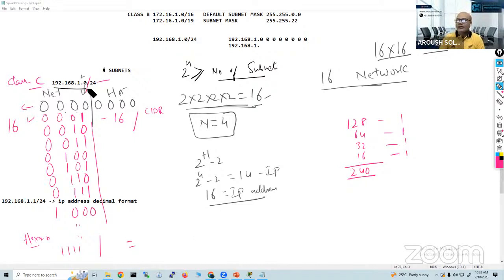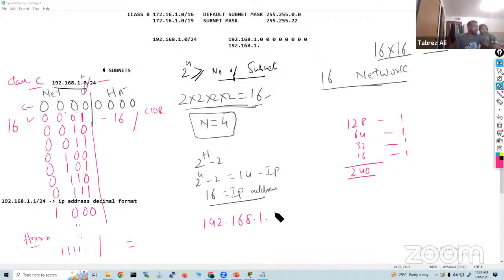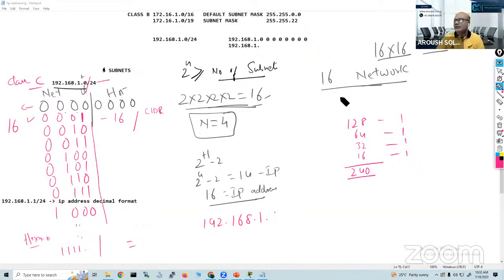Now, the subnet mask for this network is okay. 192.168.1. What is the IP address? It will start from 0 to 31. This is my first network. 32 to 63 is my second network. It goes like this now.